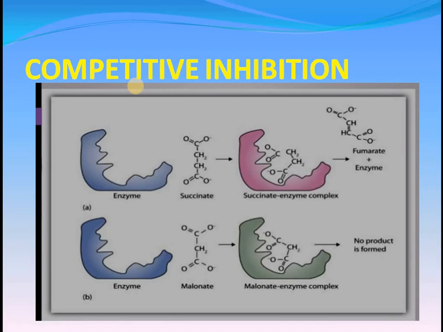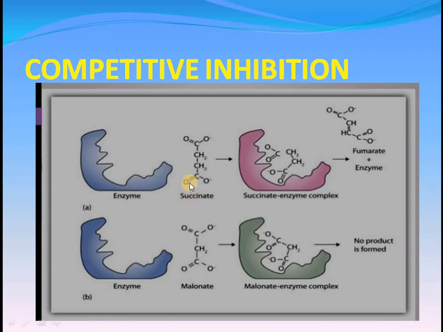Now here is an example of competitive inhibition. Here is malonate. This is the enzyme, and the substrate is succinate. When succinate combines and enters the active site, it forms the succinate enzyme complex, and the product fumarate is released with the enzyme. But sometimes it happens that malonate comes and enters the enzyme instead of succinate.